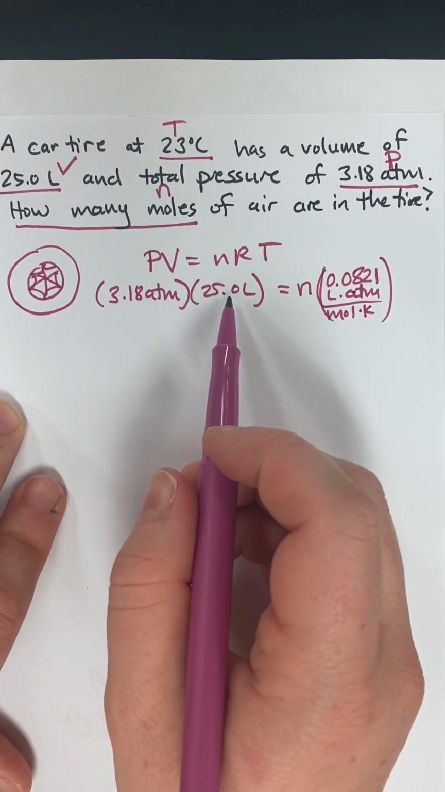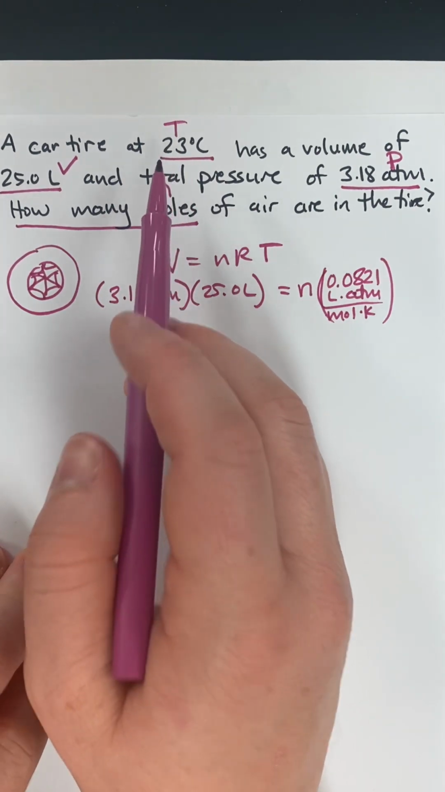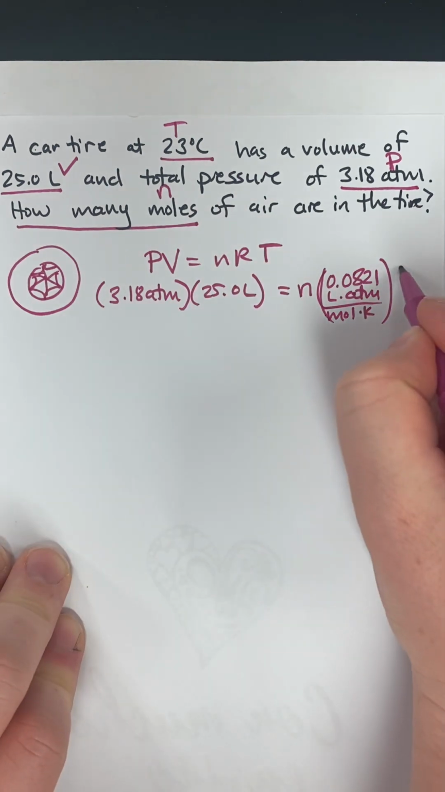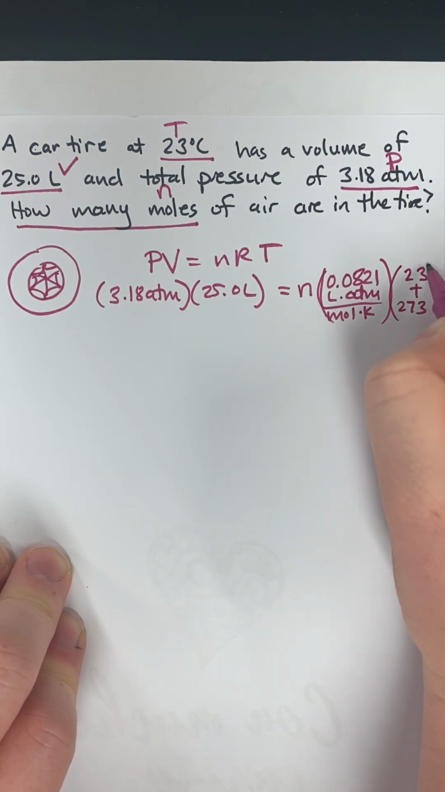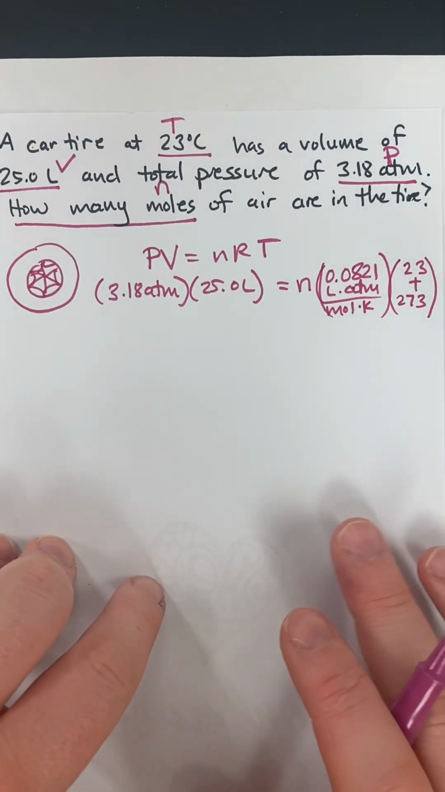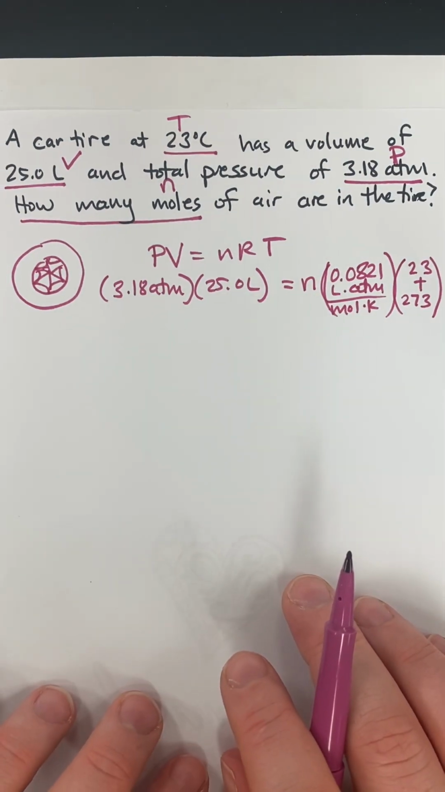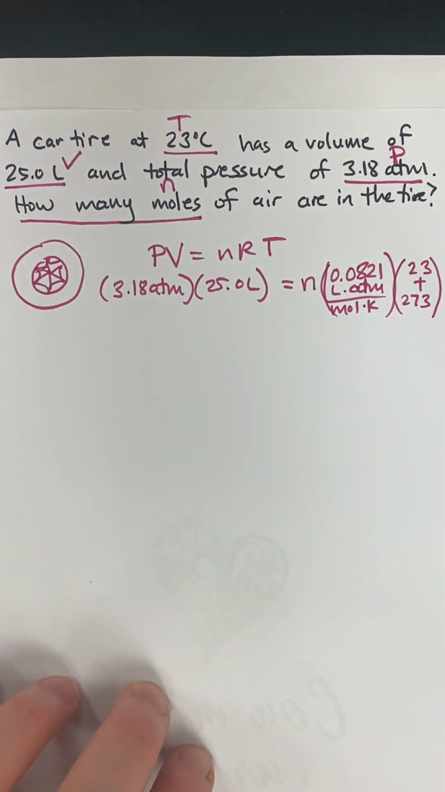And then temperature. Temperature is 23, but don't forget, you cannot keep that in Celsius, okay? Must be in Kelvin. Always, always, always in Kelvin for gas laws. So I'm going to take 23 plus 273. Okay, pause the video, plug and chug. That was plug. Now you chug in your calculator. Go ahead and solve for N. Don't forget to do this first, and then see what you get.